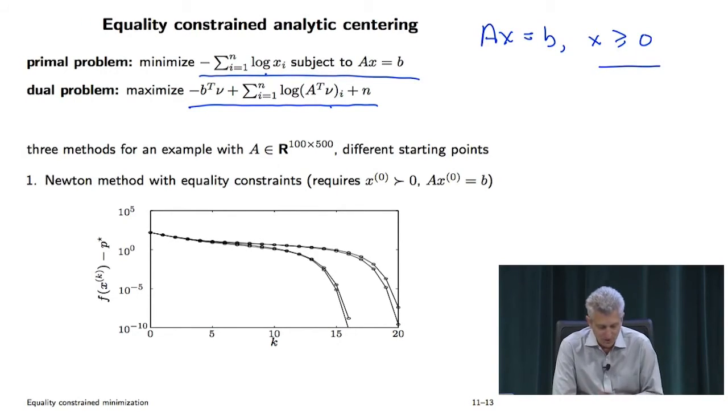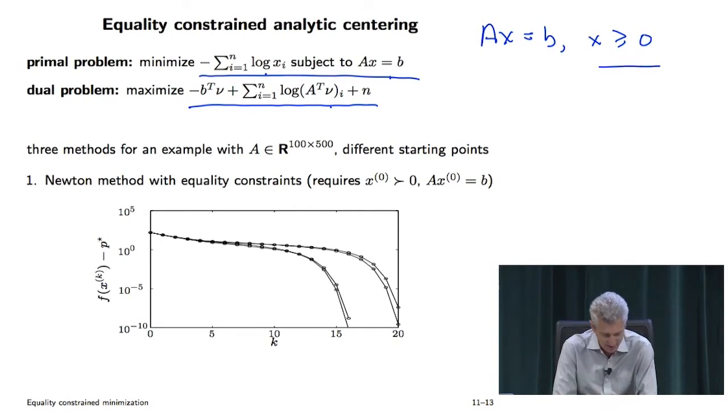So the domain of the primal is simple. It's R plus plus to the n. It's all positive vectors. Sorry, intersect with Ax equals b. My mistake. So they're different.